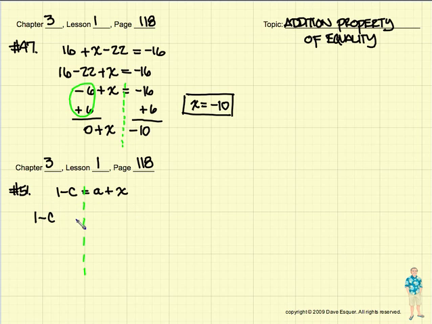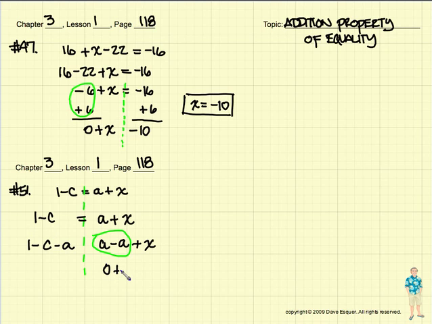So we're going to do 1 minus c is equal to a plus x. Well, it would be nice to get rid of this a, and the only way I know how to do that is to subtract a. But if I do it from this side, I better do it from this side. And a take away a again, you're going to hear me say that's goose egg.